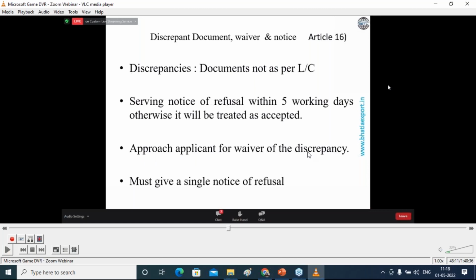Approach the applicant for waiver of the discrepancy. If any discrepancy is there, the bank may approach the applicant, meaning who has opened the LC, and if the applicant accepts that discrepancy, then of course the bankers can make the retirement of the DA. But as I told you, every time the bankers are asking for the discrepancy and collecting the payments. This is again the biggest area of concern with LCs.